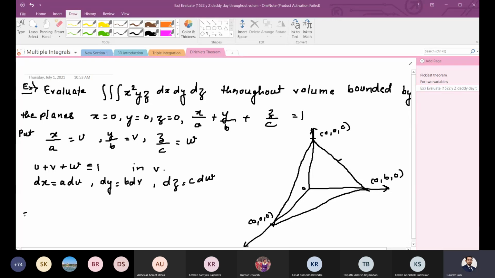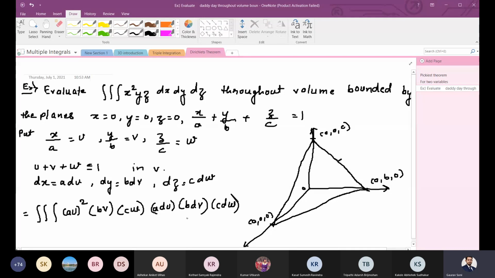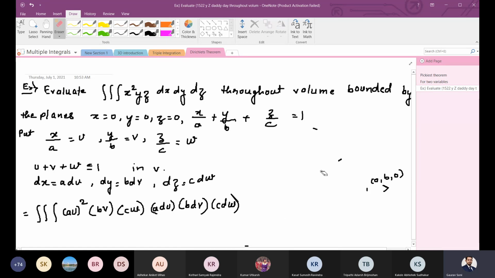So what we get is the triple integral of (a u) whole square, b v, c w, dx is a du, b dv, and c times dw. So as we can see now, u, v, w, all of them are greater than 0, and the summation of all the variables is less than or equal to 1.